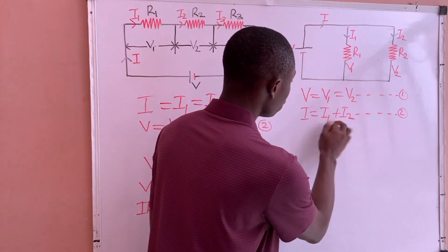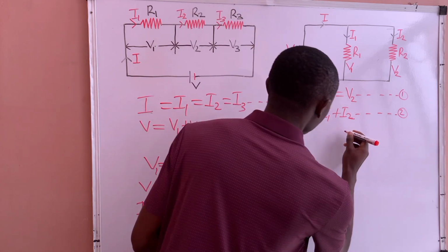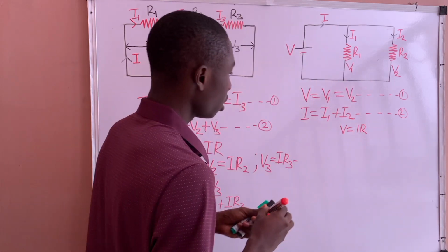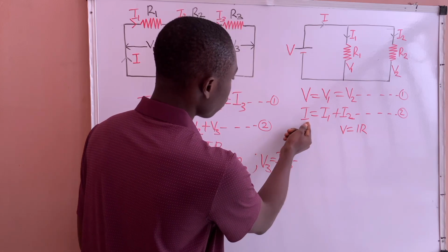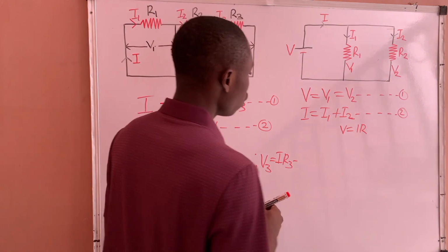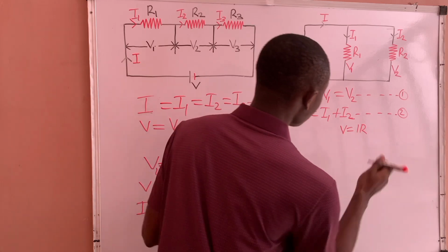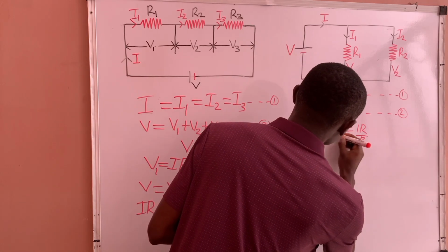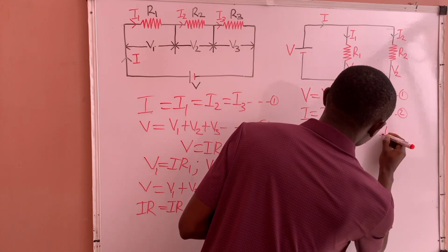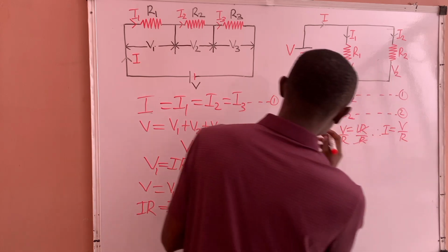into equation 2. But remember, for Ohm's law, we know that V is equal to I R. From Ohm's law, we can find the value of I. So by making I the subject of the formula, we divide both sides by R. By dividing both sides by R, this will take away this. So therefore, I will now equal V over R. So that is for I.